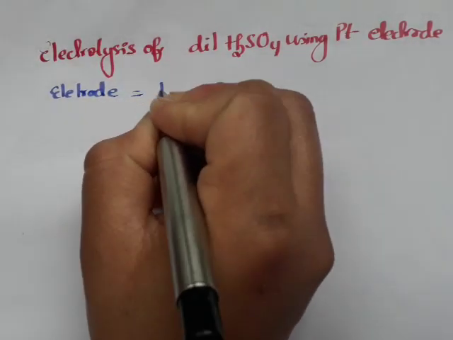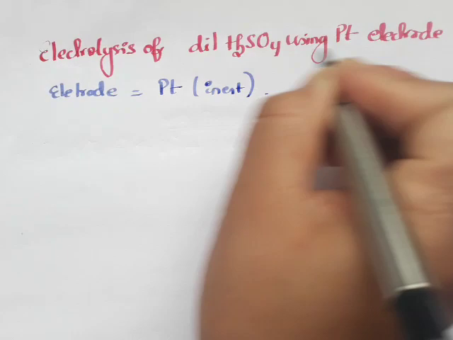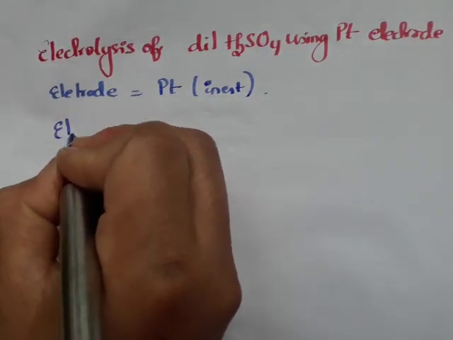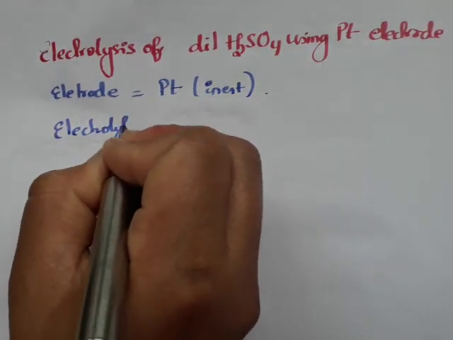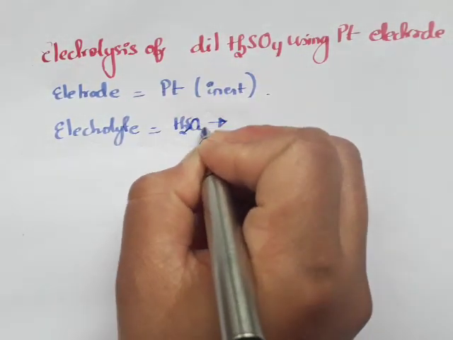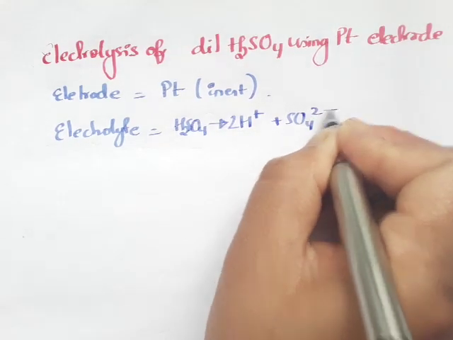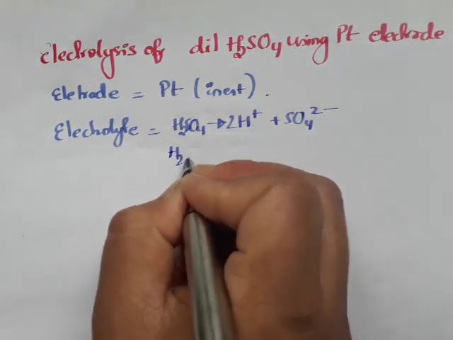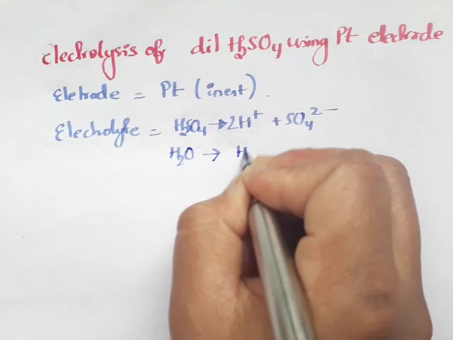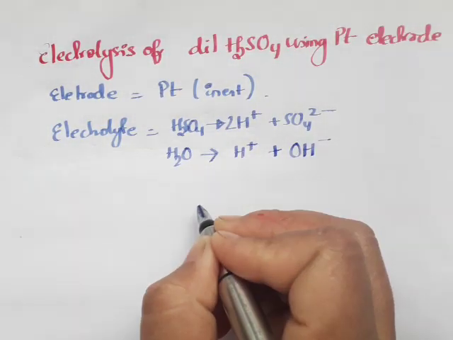Is your platinum, and this is your inert, okay, it won't take part in reaction. And your electrolyte is your dilute sulfuric acid. So sulfuric acid, it dissociates as H plus and SO4 2 minus, and your water, dilute means water is present, right, and it will dissociate as H plus and OH minus ion.